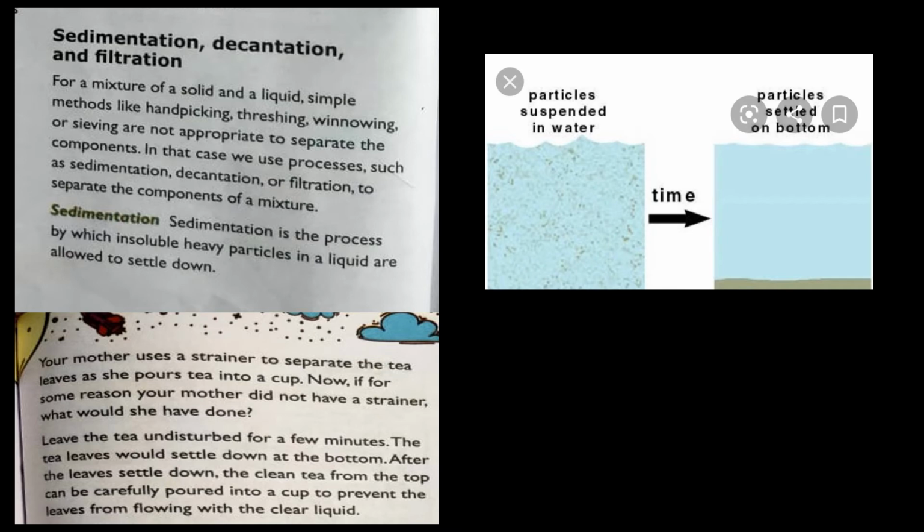For a mixture of solid and liquid, simple methods like handpicking, threshing, winnowing, or sieving are not appropriate to separate the components, because you know that those methods work on particles that are in one state of matter. But here, with solid and liquid, the states are different. So, to remove the unwanted particles, we use processes such as sedimentation, decantation or filtration to separate the components of a mixture.